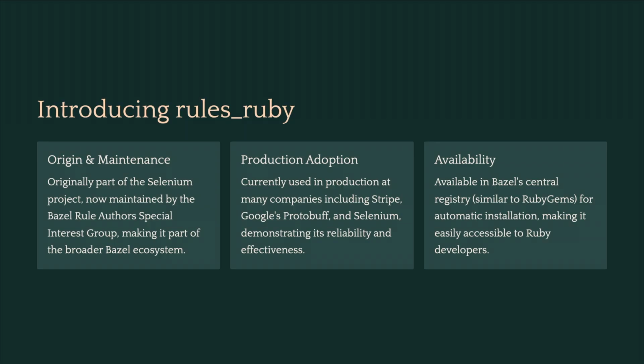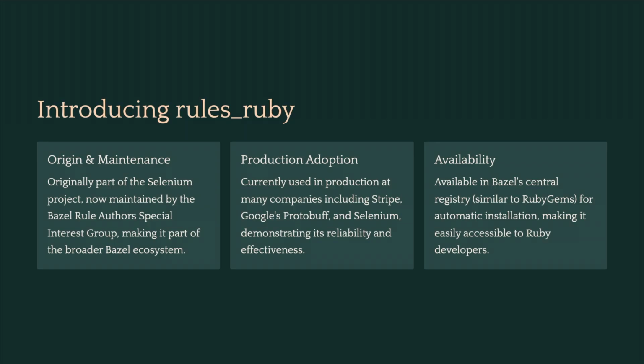And this is the part Alex Rodionov, the speaker, maintains. That's right. It started out in the Selenium project, apparently, but now it's maintained by this Bazel Rule Authors group, the SIG. So it's kind of official. Okay. And you can get it easily from the central Bazel registry. Think of it like Ruby gems, but for Bazel extensions. Right. Bazel just pulls it down automatically.